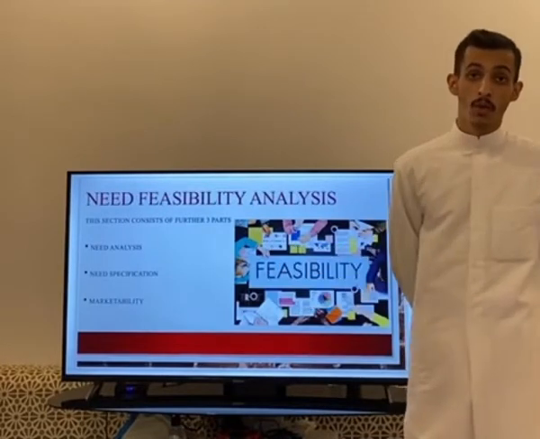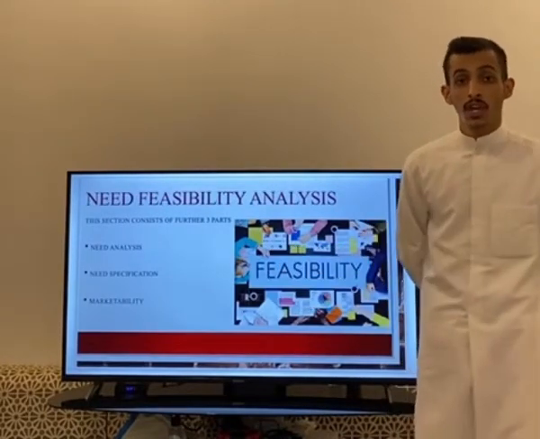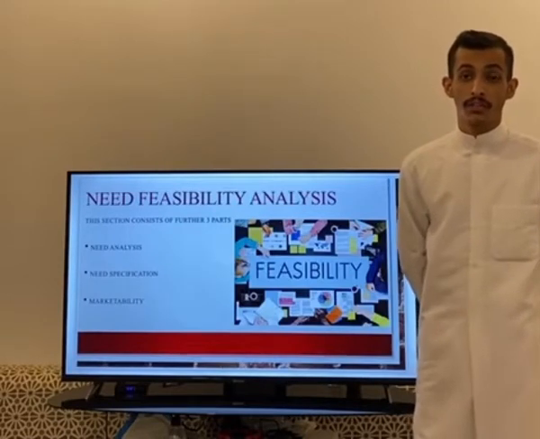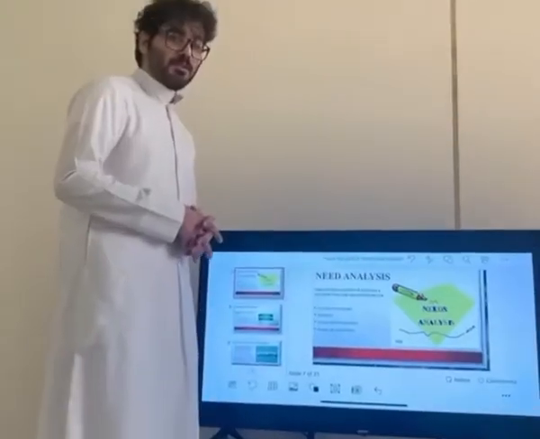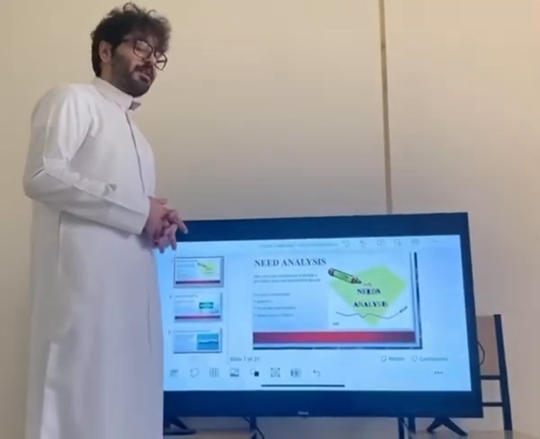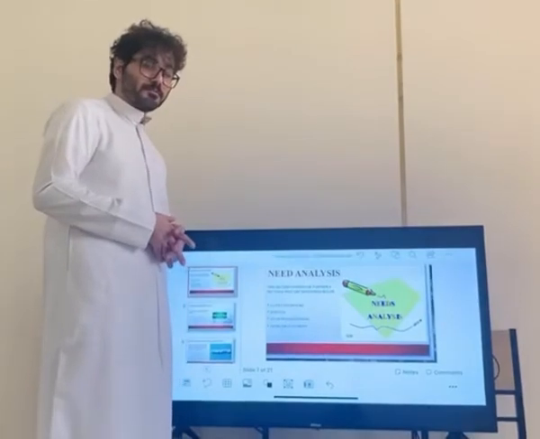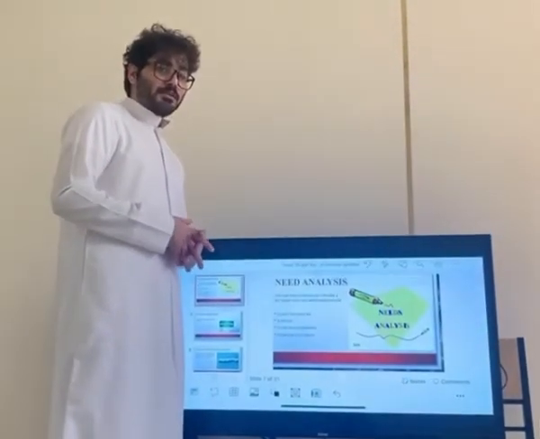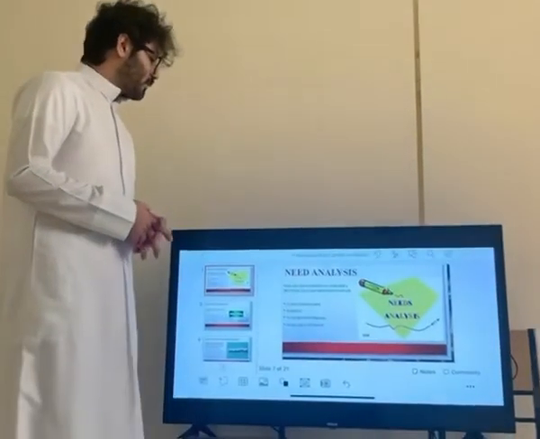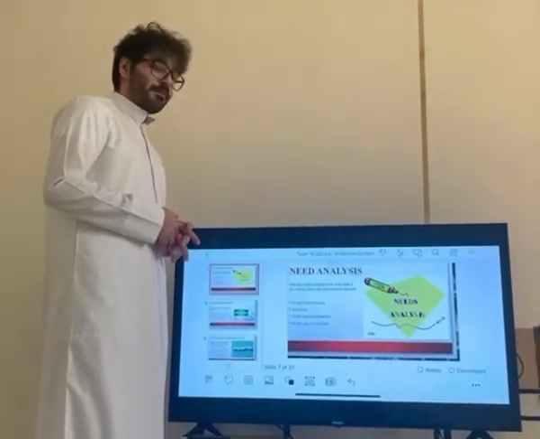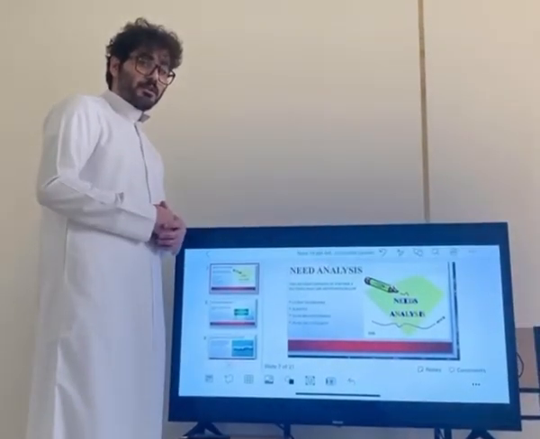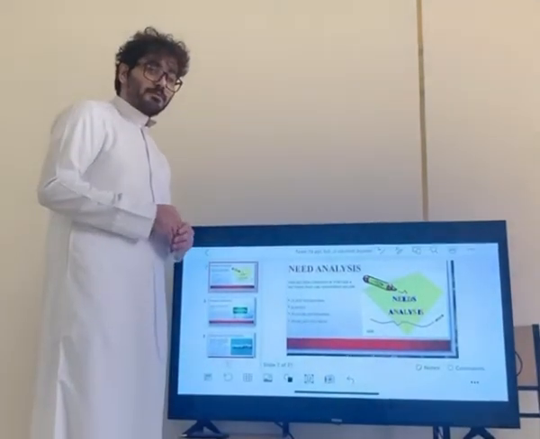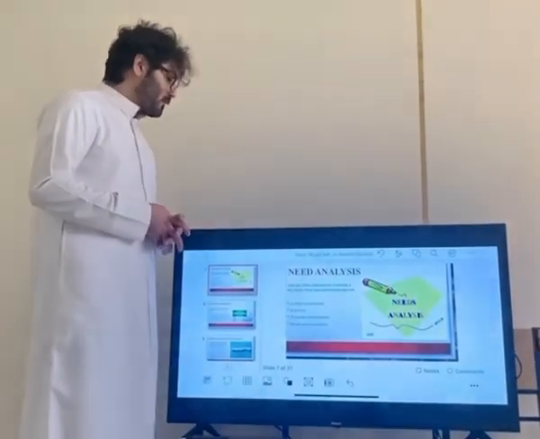In this slide we have mentioned the sections that are included in the need feasibility analysis, but the details about this part are given in the next slide. So, the first part of the need feasibility analysis is need analysis. In this part, we have done several things: we have taken interviews with clients, we have done surveys of the market, we have done team brainstorming, as well as the problem statement that was already discussed in the first slide.